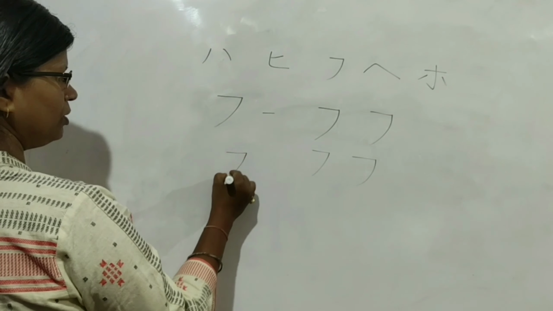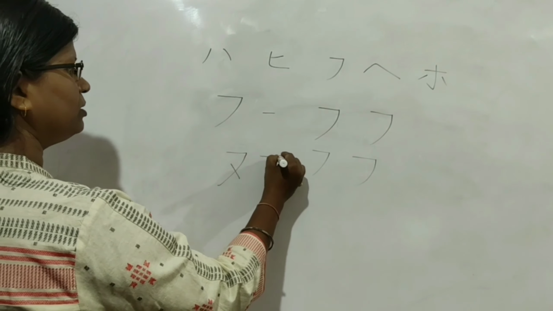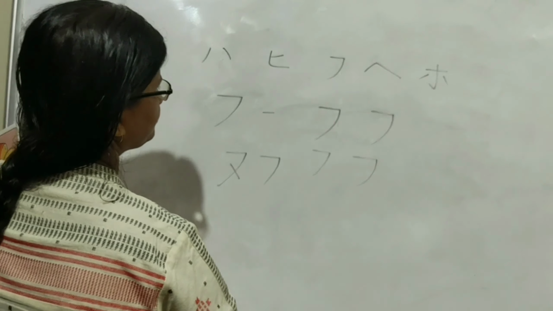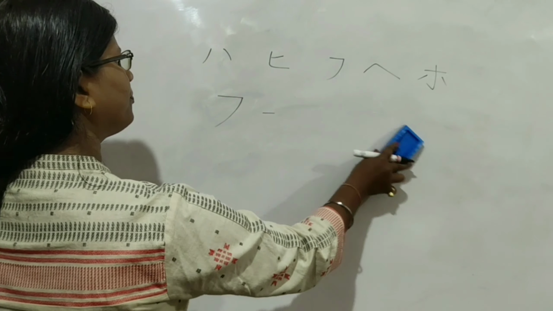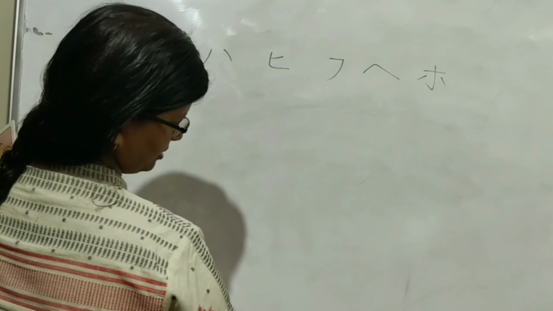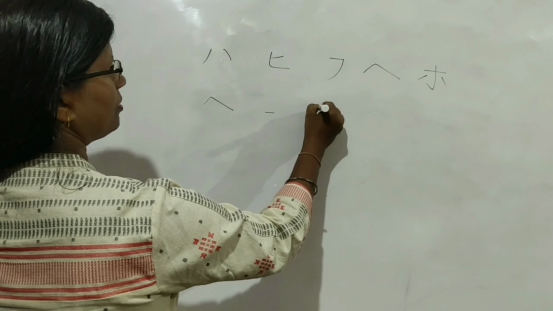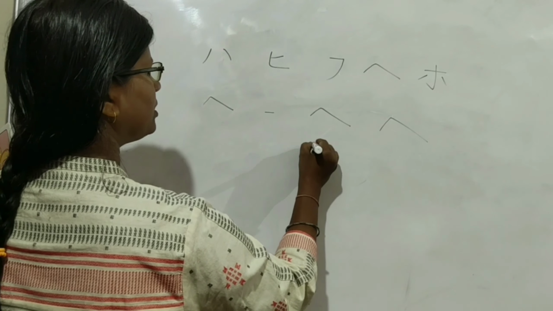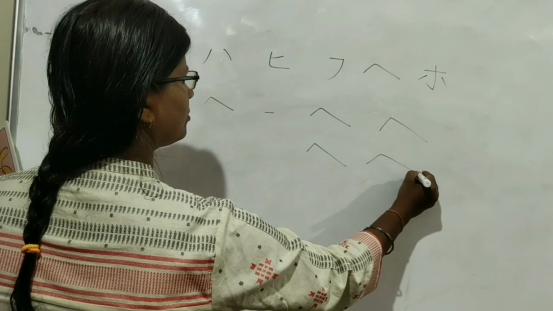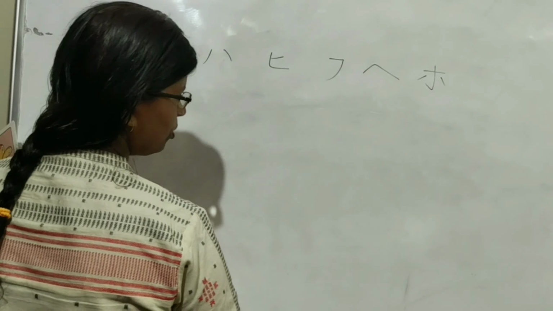You learned na, ni, nu, ne, no, and this is fu. After fu it is he. Same as hiragana. He. This is also a single stroke. Okay. Next is ho.